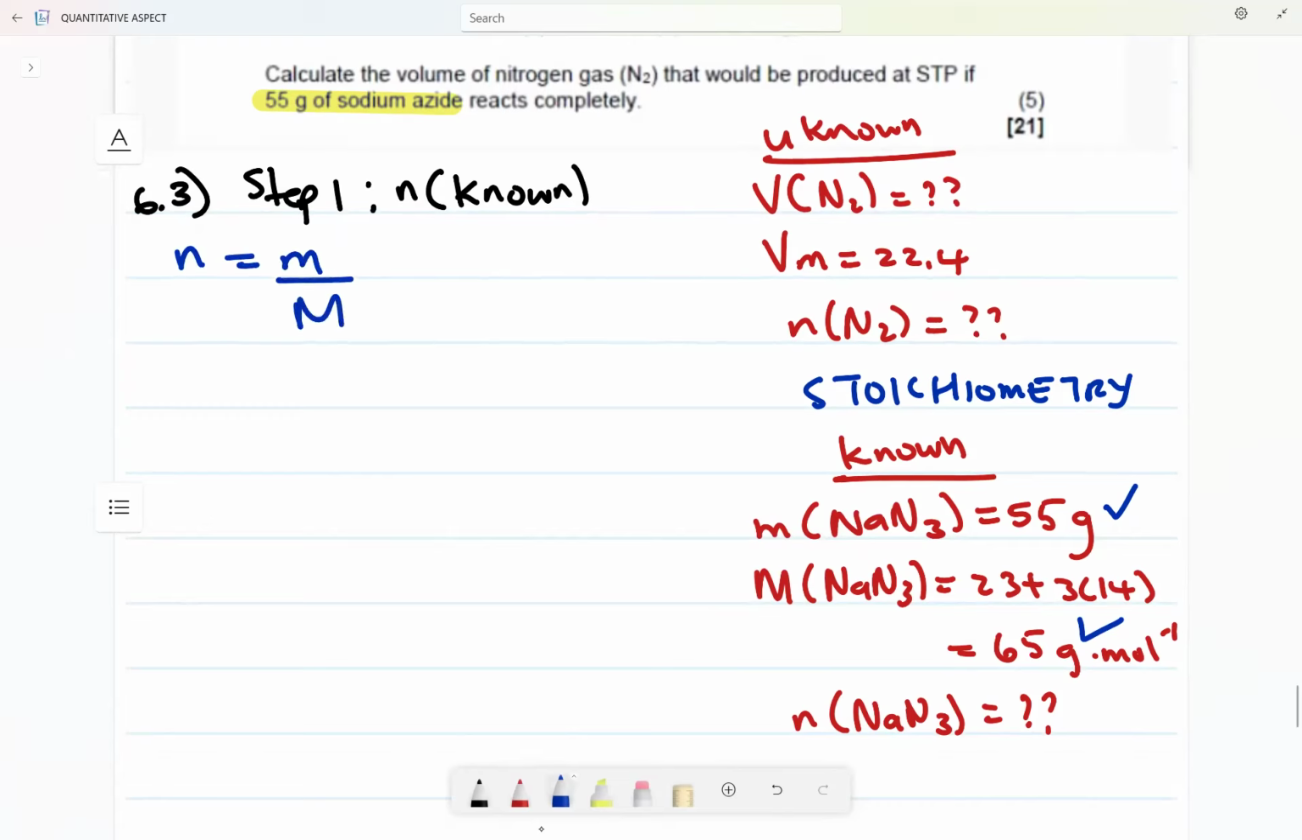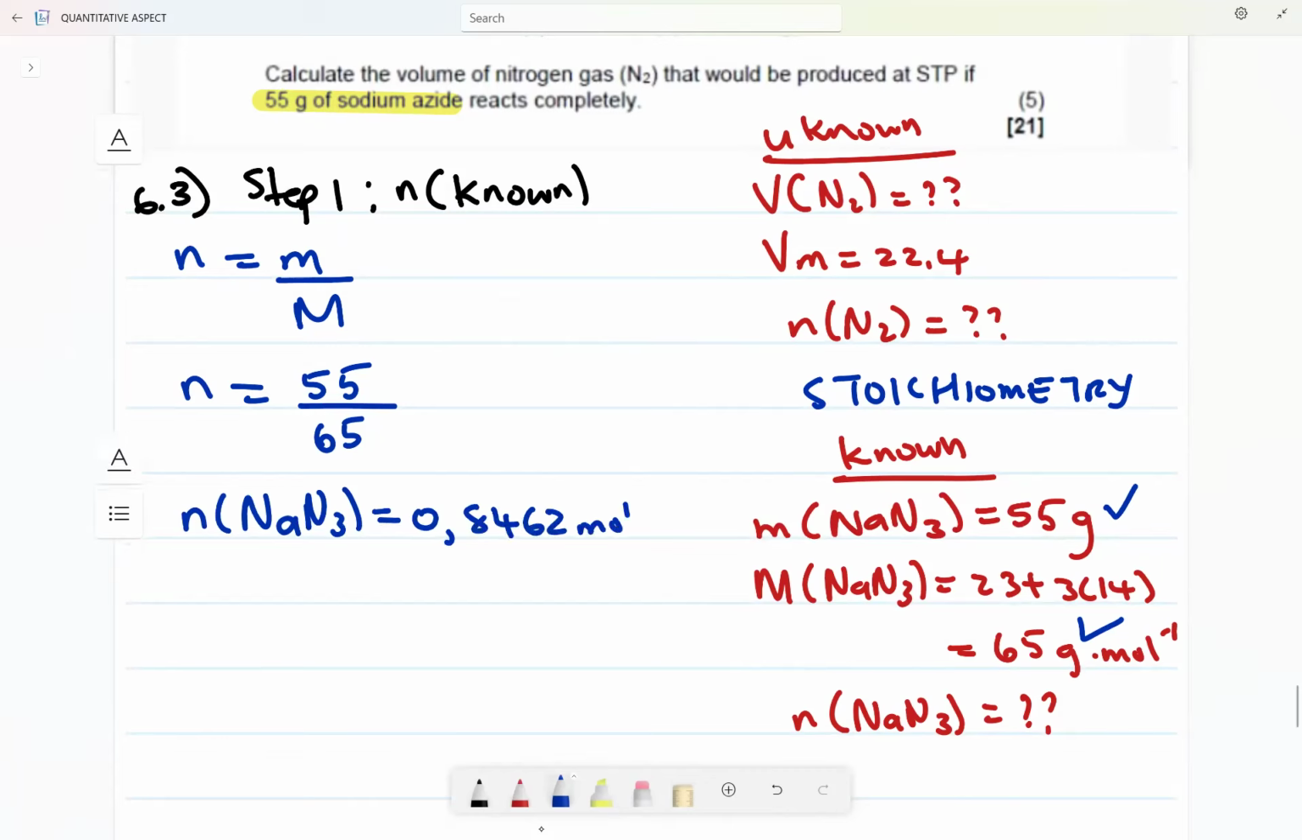How do I know I use this formula? I look at my information, mass, molar mass and number of moles, then I choose the correct equation. Mass is 55, molar mass is 65. Number of moles of sodium azide is 55 divided by 65, which gives me 0.8462 moles. This is not a final answer, it's a decimal.